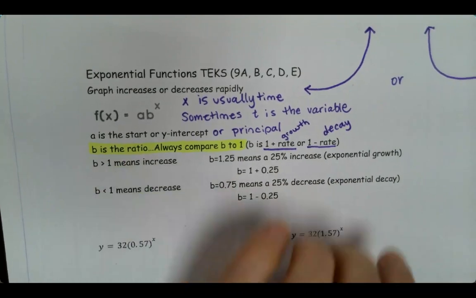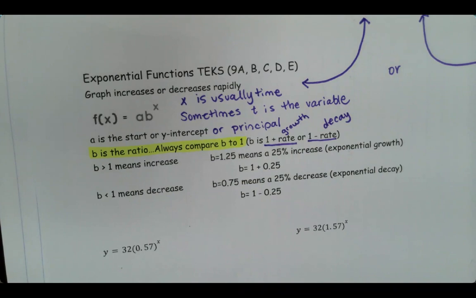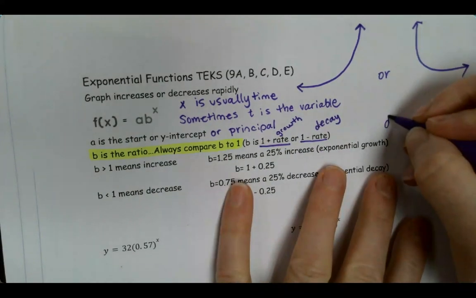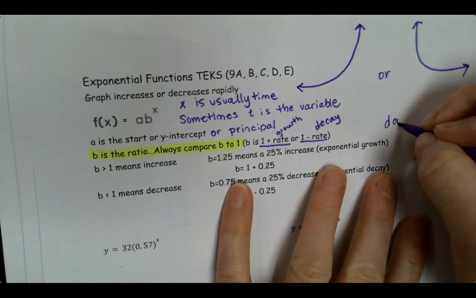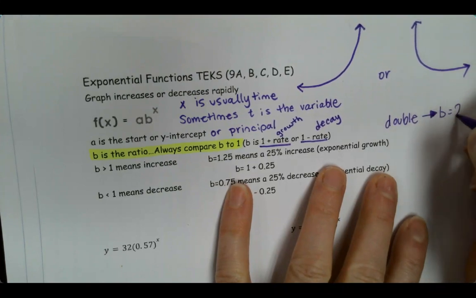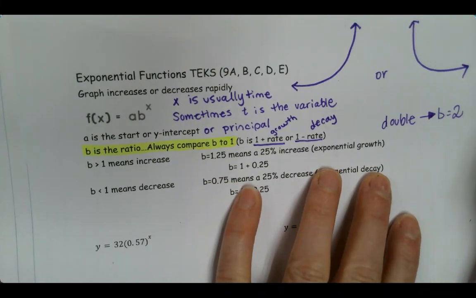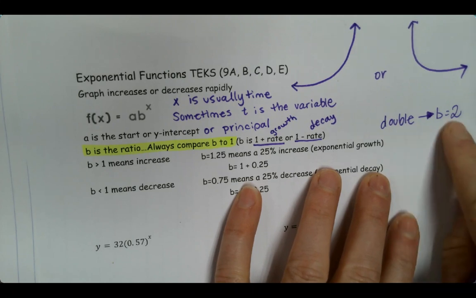So B is the ratio. Sometimes it'll say that the amount doubles every time. So if it says doubles, then that means that your B is 2. If it says quadruple, B is 4. If it says triple, B is 3. So that's whenever it says one of those multiplying words.